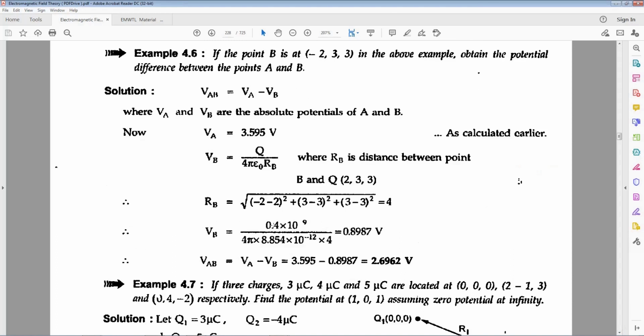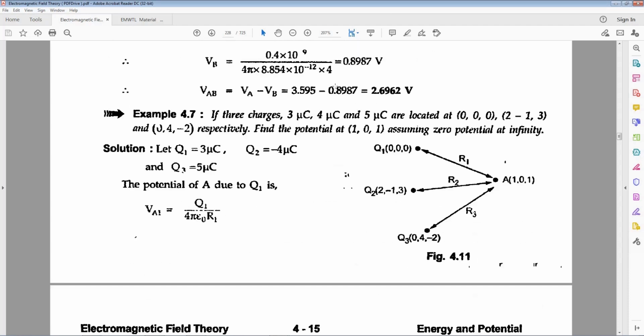Okay, it is 4 only, the R_B. Substituting the value of Q, 0.4 into 10 to the power of 9 and the 4 pi 8.85 into 10 to the power of minus 12 into 4. We will get VA is 3.595 and VB is 0.8987. Subtracting the two values, we will get the voltage AB, the potential difference between the points A and B.